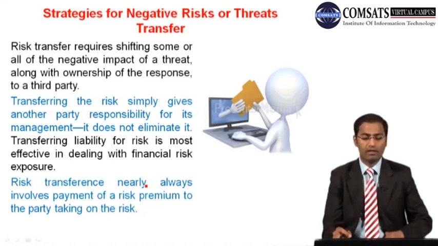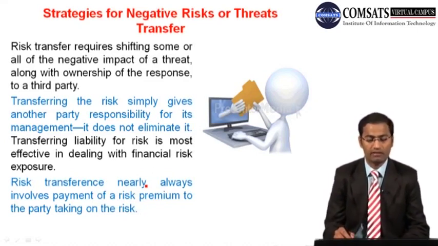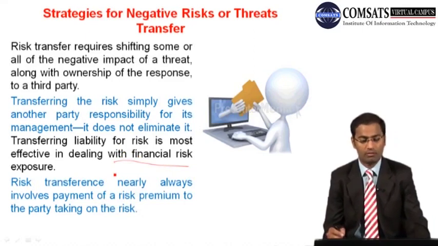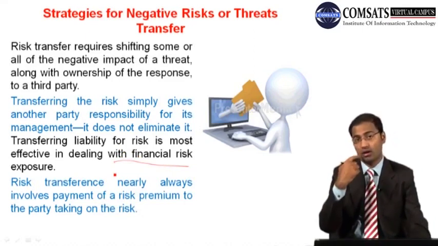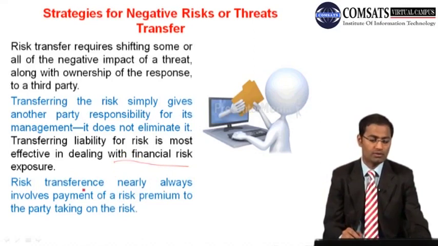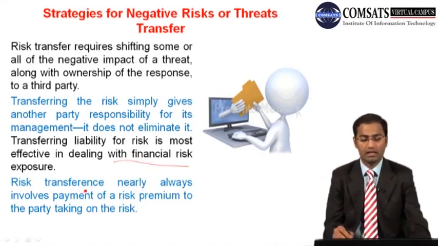So transferring liability for risk is most effective in dealing with financial risk exposure. So kind of you people must have known of insurance concept. So risk transference nearly always involves payment of a risk premium to the party taking on the risk.